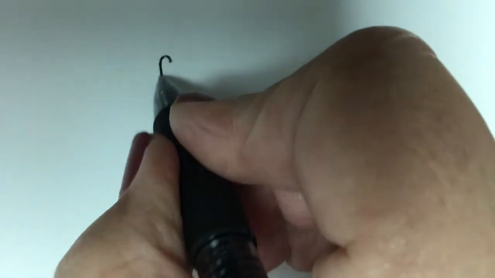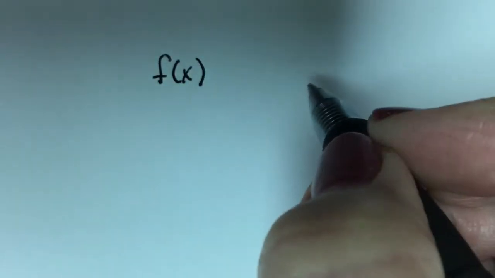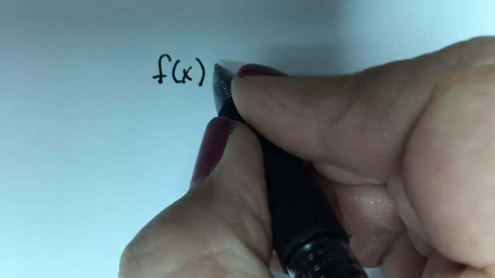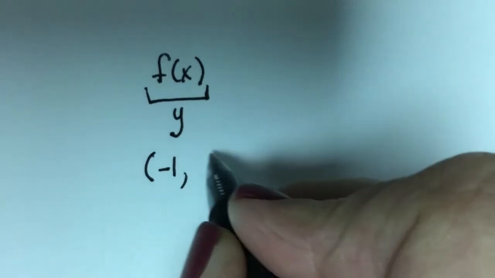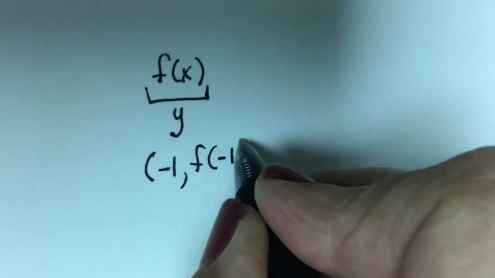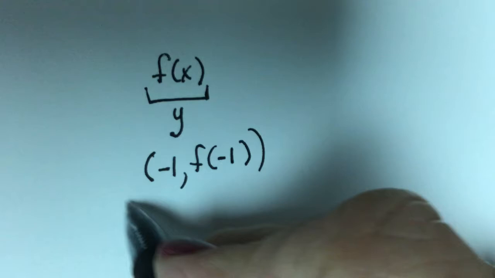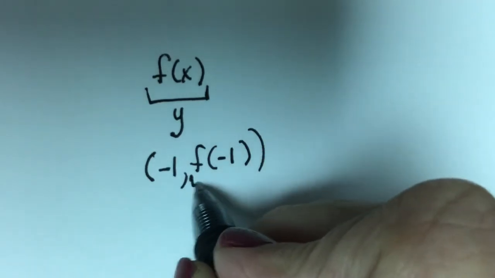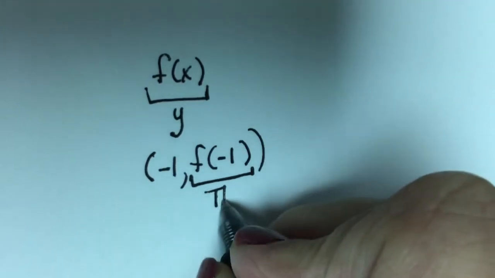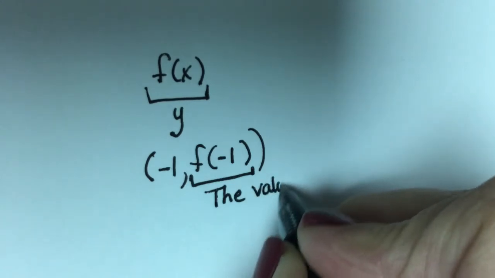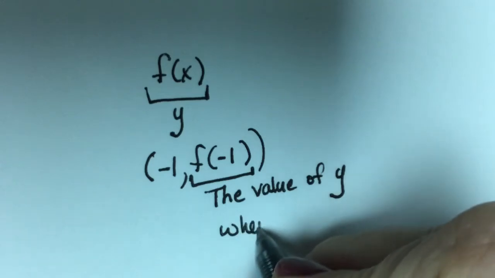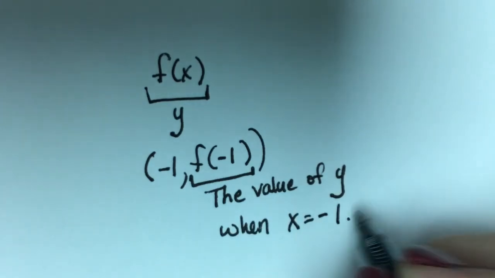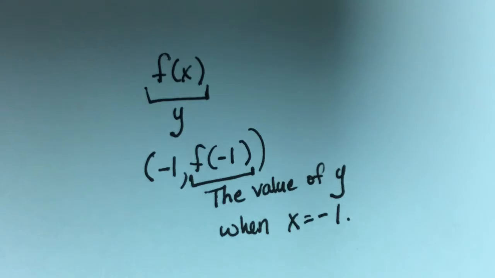When you encounter f of x, that just means y. And when you have f of -1, all this says mathematically is the value of y when x equals -1.